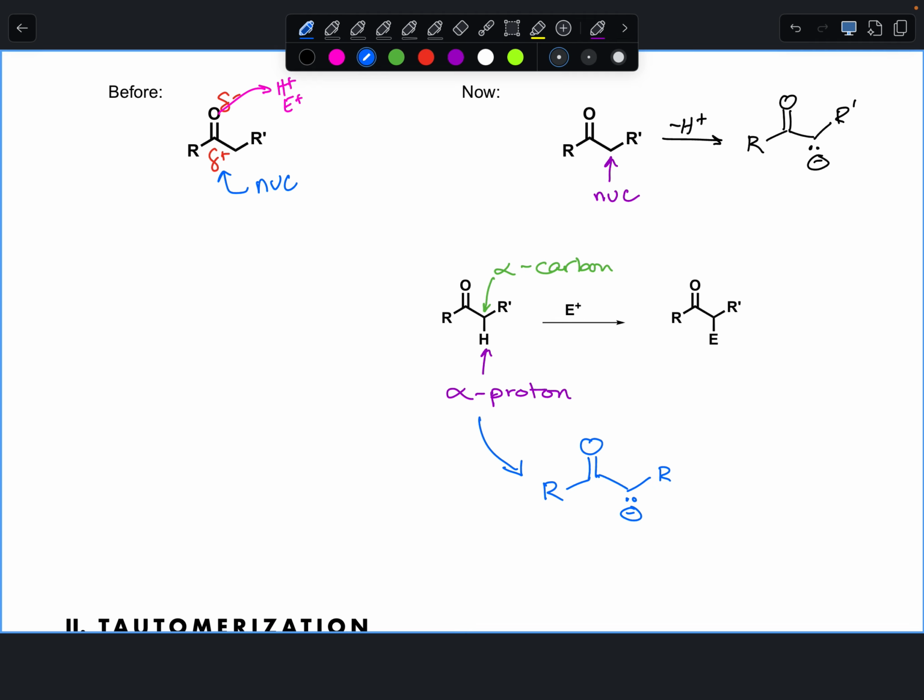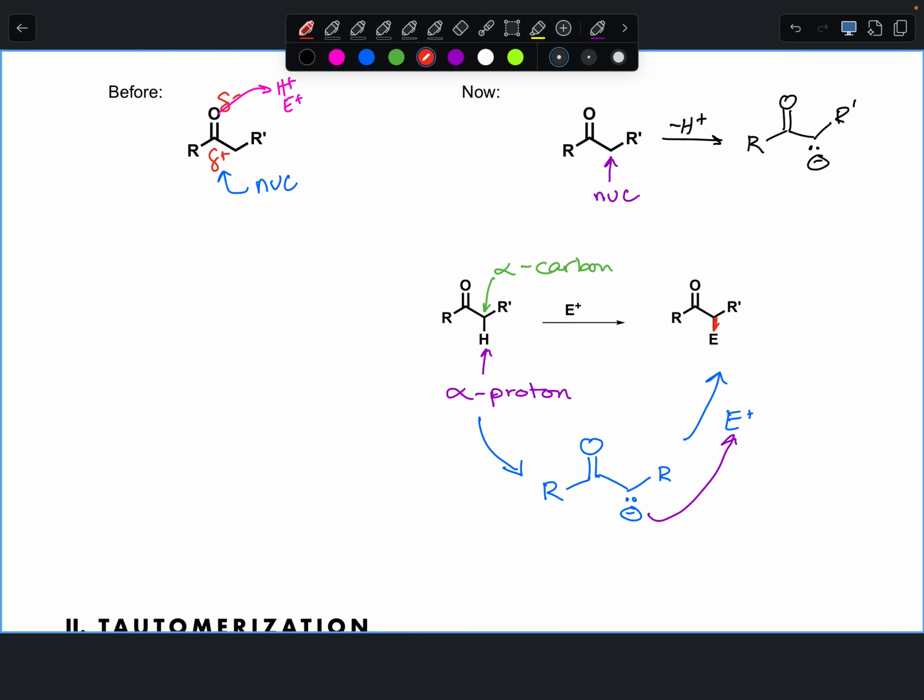So here's your aldehyde. And here's your ketone. And their corresponding enols, and we're at equilibrium. So here's the keto form, and here's the enol form. Okay?